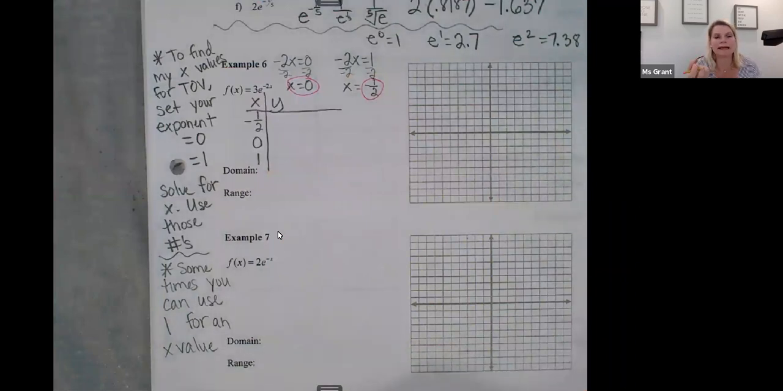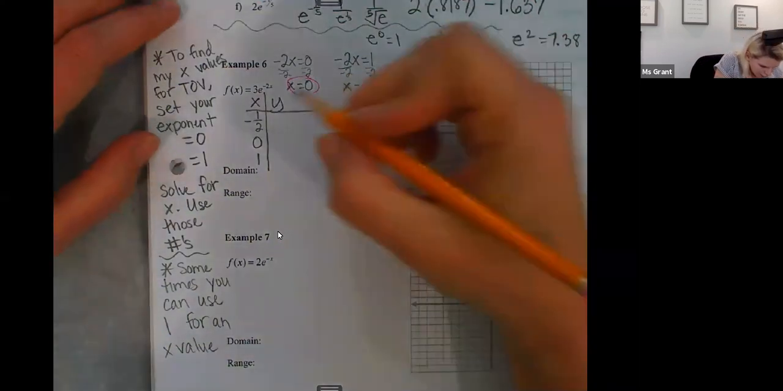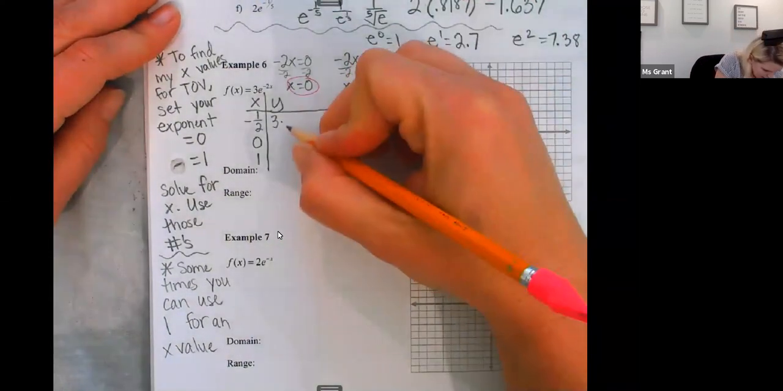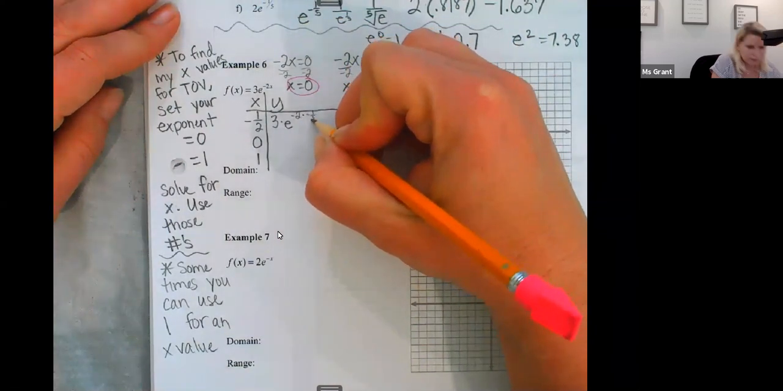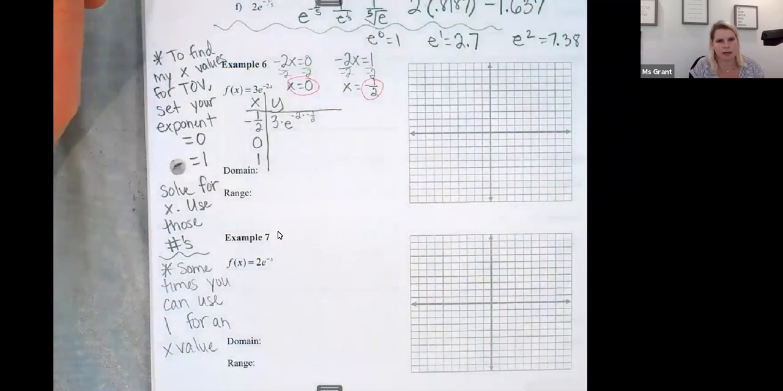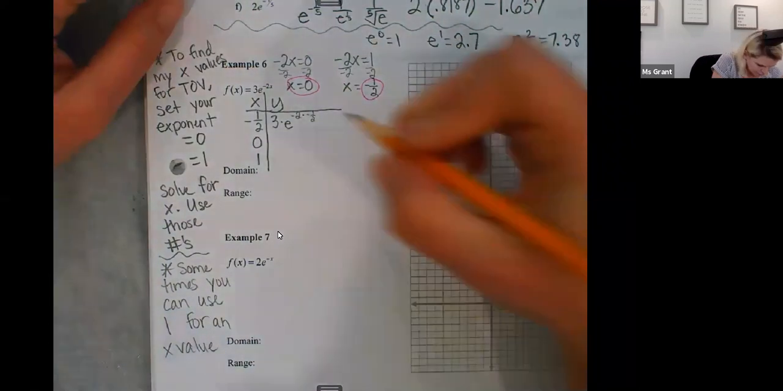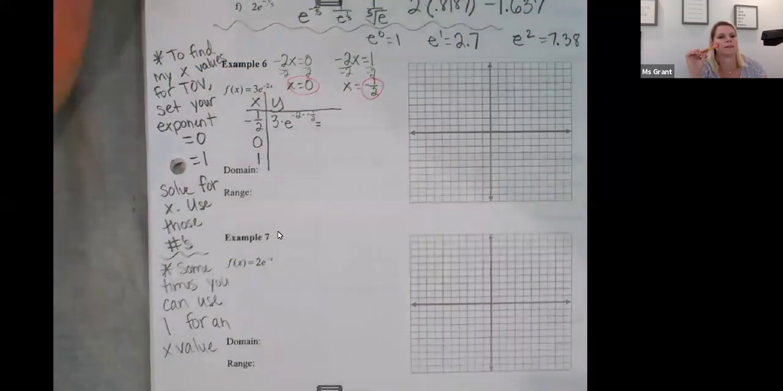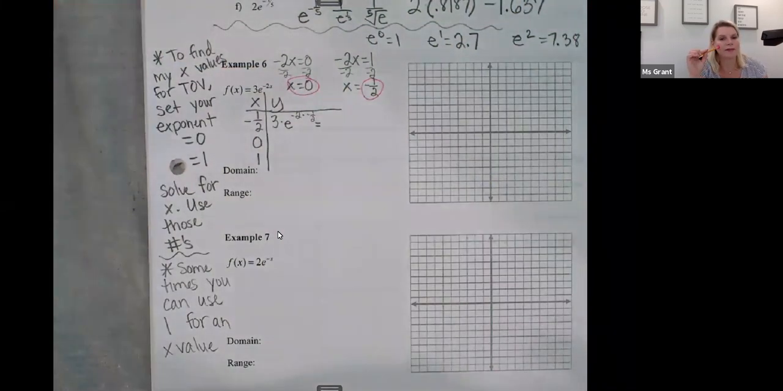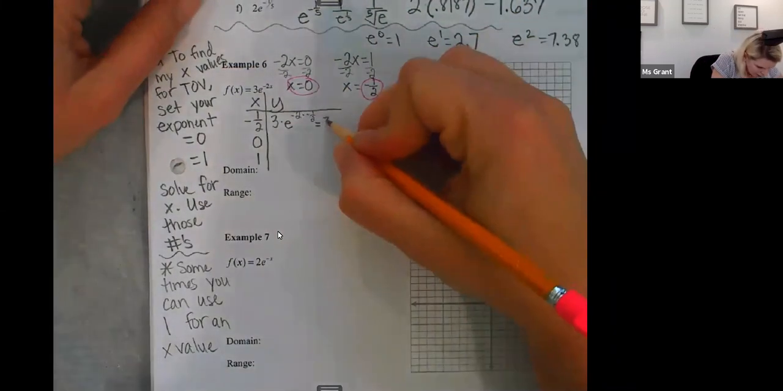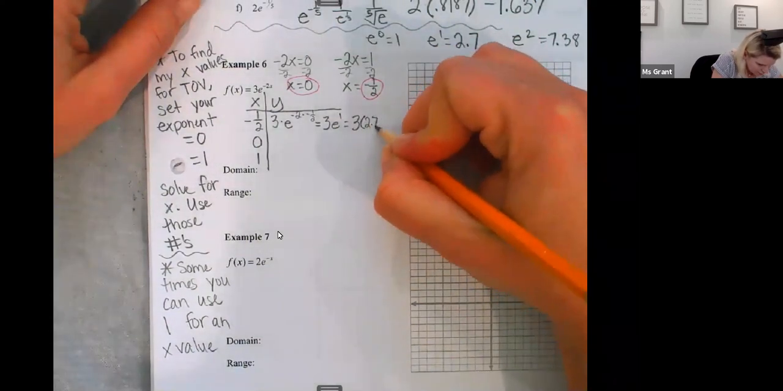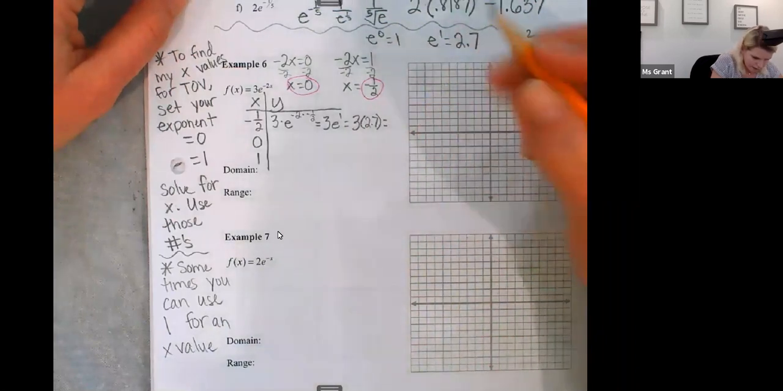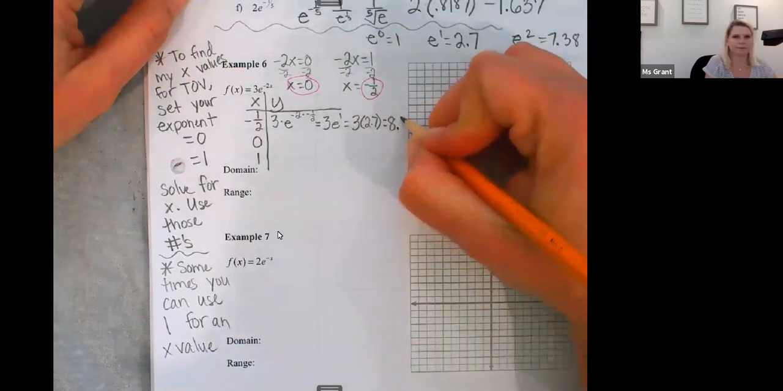So I'm going to plug in -1/2 for my value of x. 3 times e to the -2 times -1/2. Got it? -2 times -1/2 is +1. 3e to the first. 3 times 2.7 is 8.1.